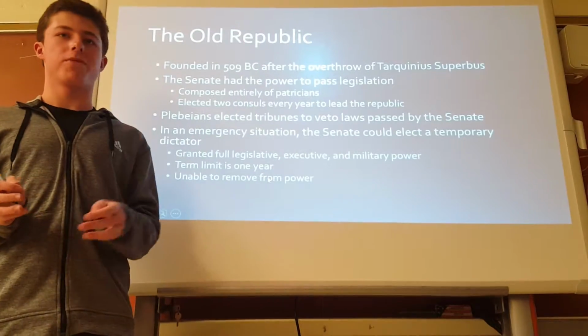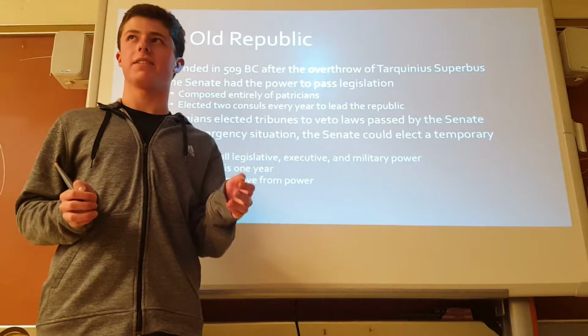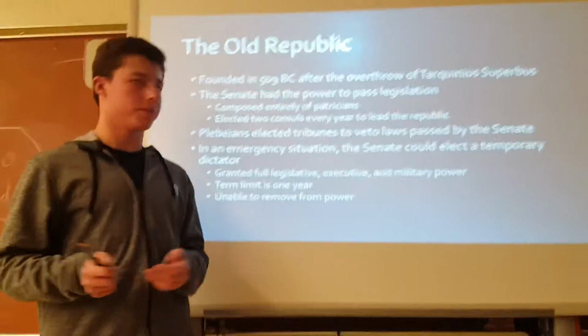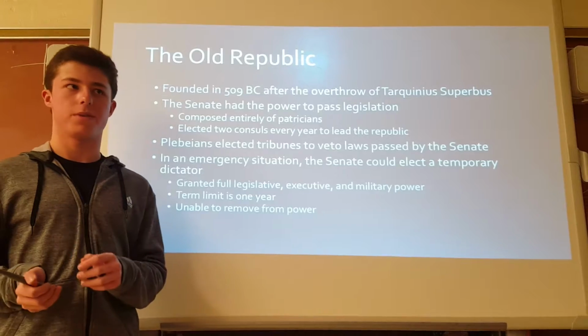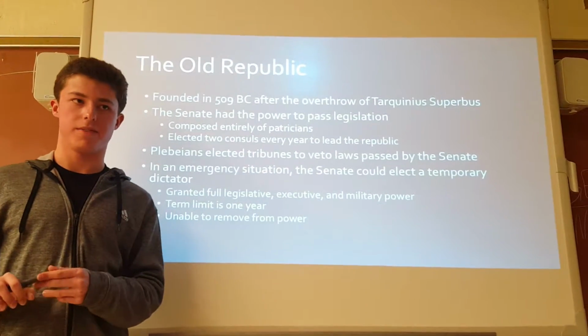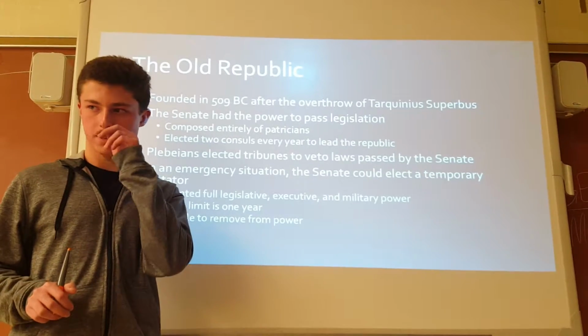Okay, so just before I get into the events, here's what the old republic's government style was like. It was formed in 509 BC after the overthrow of King Tarquin. And the Romans decided to never have a king, and even when there were emperors, there were limits on the emperor's power.